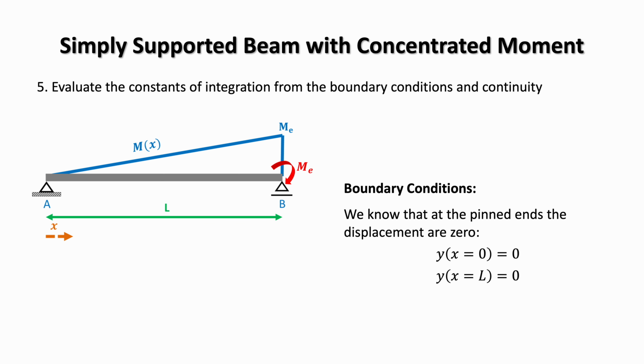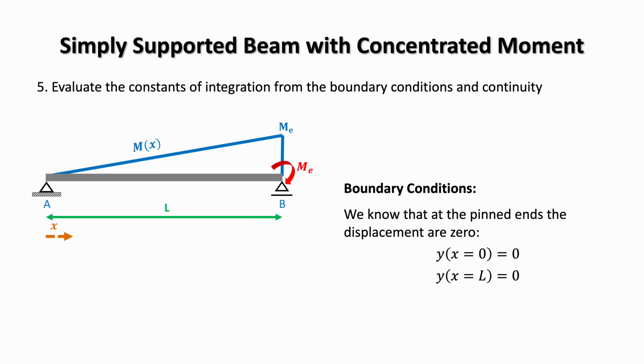So let's start off by defining what those boundary conditions are. For a simply supported beam, the vertical deflection at each of the pin supports is 0, and that gives us two boundary conditions. The first one, the deflection when x equals 0, so we're at point A, has to equal 0, and the second one, when we're at x equals L, or we're at point B, the deflection there also has to equal 0.